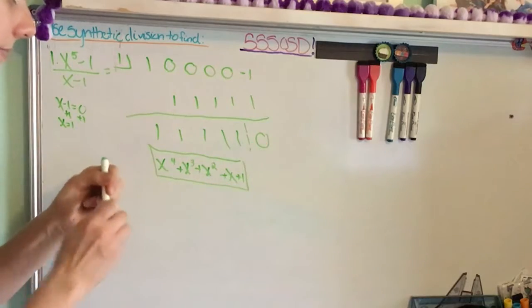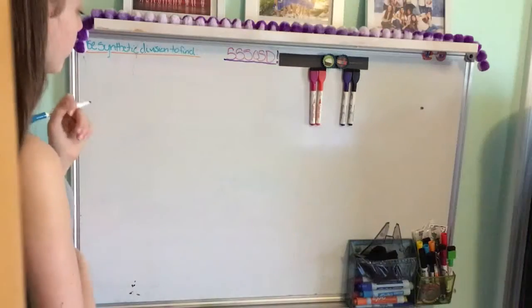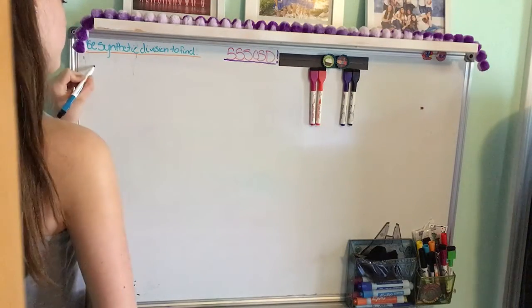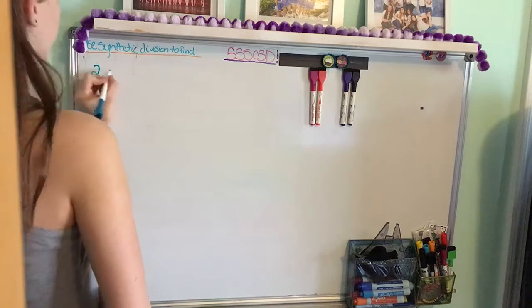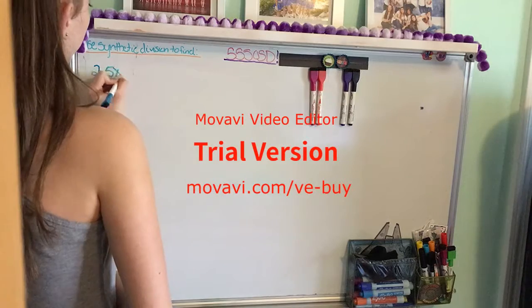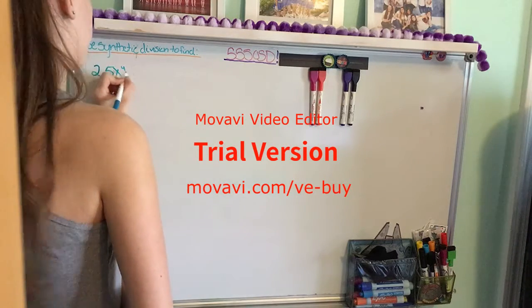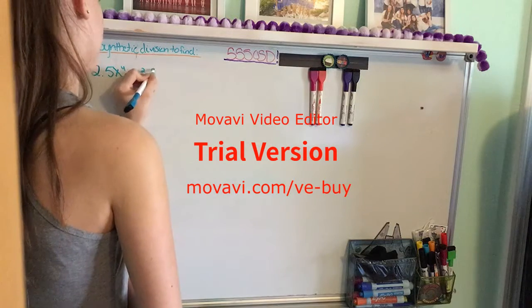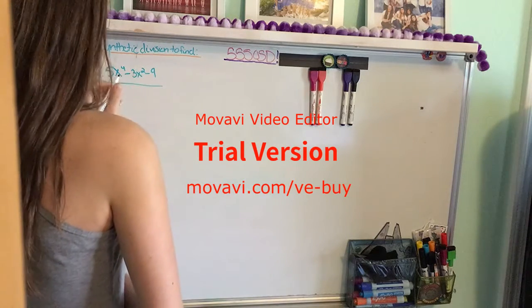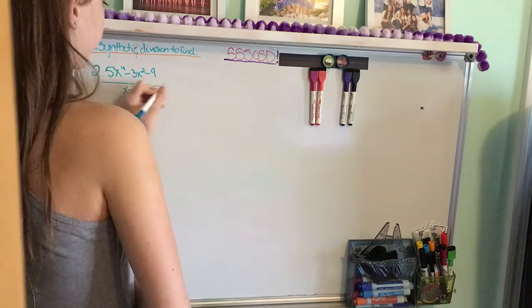So now we are going to move on to our next example. That is going to be 5x to the 4th minus 3x squared minus 9 over x minus 1.